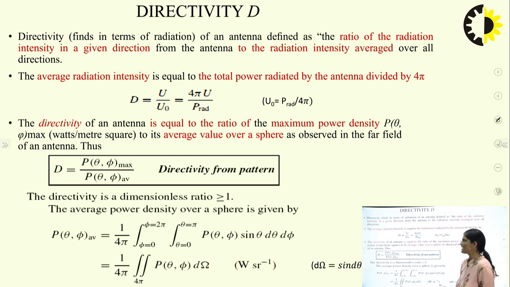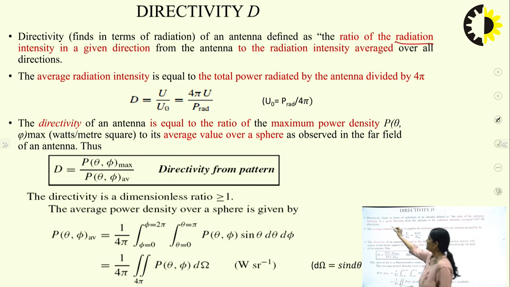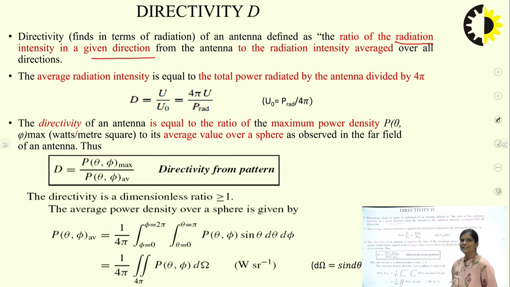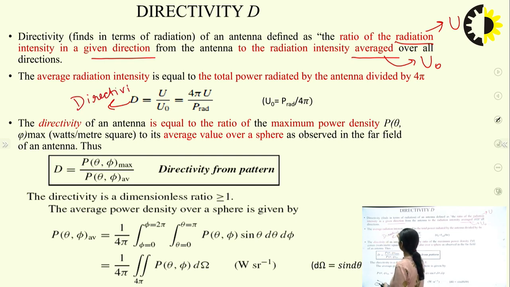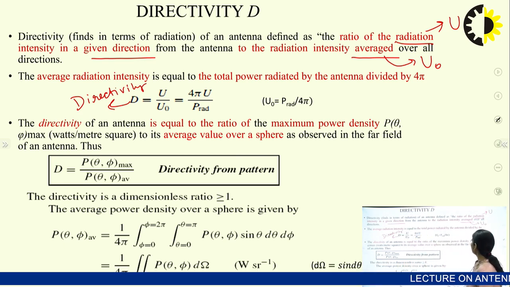Now, the next parameter is directivity. Directivity of an antenna is defined as the ratio of the radiation intensity in a given direction from the antenna to the average radiation intensity. In a given direction, radiation intensity is represented by U and average radiation intensity is represented by U naught. D is represented as directivity. So, directivity is equal to U upon U naught, meaning the total power radiated by the antenna divided by 4 pi.